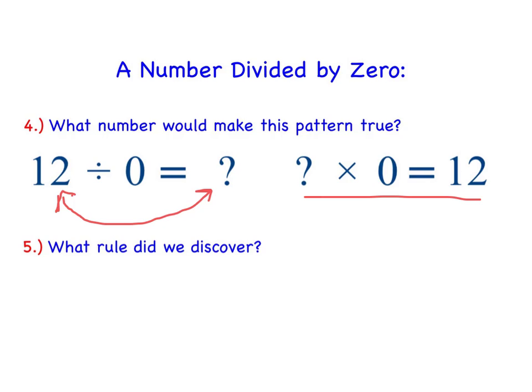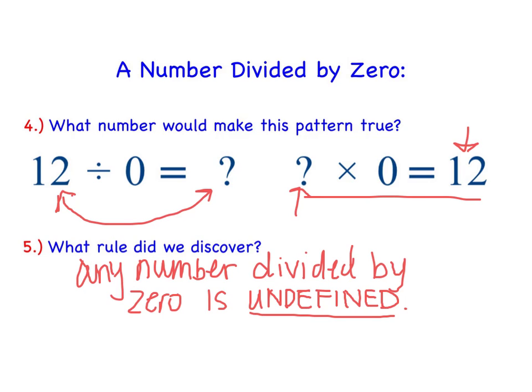Now, you might be remembering, we have this rule that we learned in elementary school that anything times 0 is always 0. So this 12 really has to be a 0 for there to be any number that we could put in for the question mark. So what we're going to call this is undefined. There is no defined number that can make either of these number sentences true. So the rule we discovered is that any number divided by 0 is undefined.